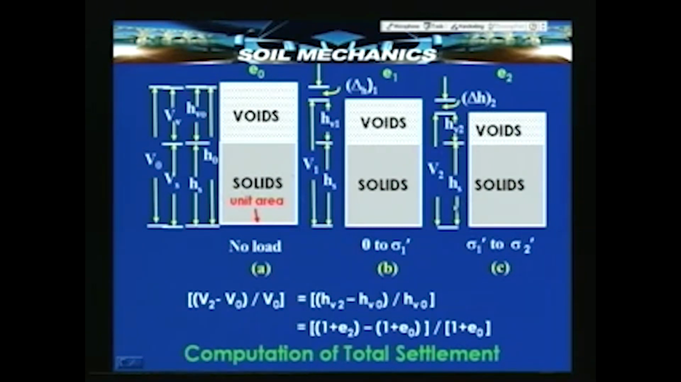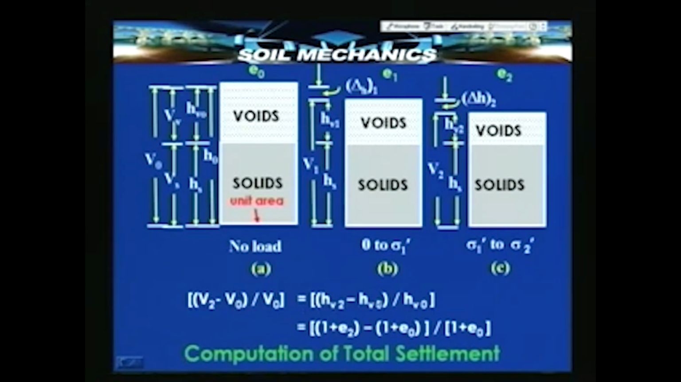We can write down the change in volume from state 0 to state 2 as V 2 minus V 0. Actually, V 0 is higher. So, we could have written V 0 minus V 2 and reference it with respect to the original volume V 0, so that we will know change in volume per unit original volume. So, V 2 minus V 0 by V 0 should correspondingly be equal to the height H V 2 of the voids minus the height H V 0 of the voids at time 0.